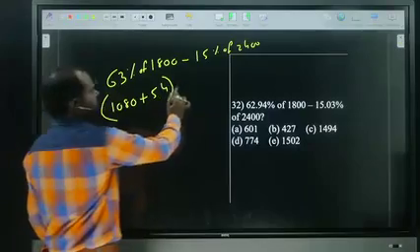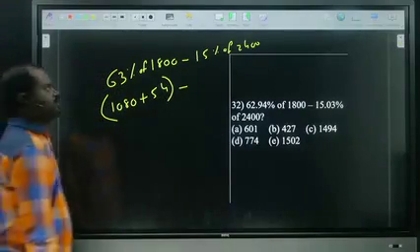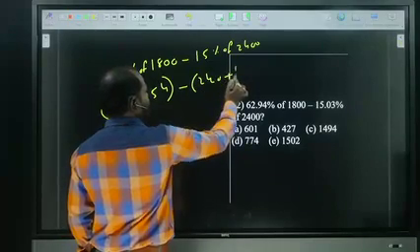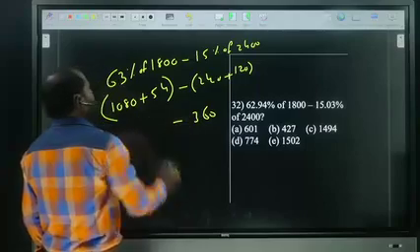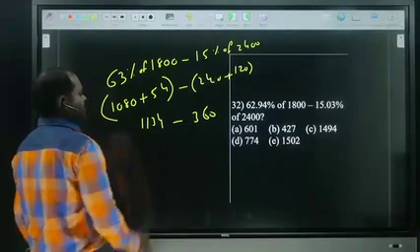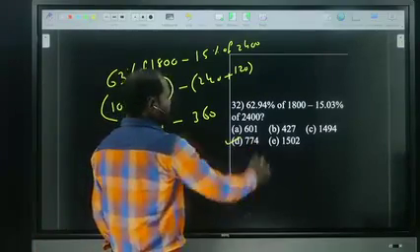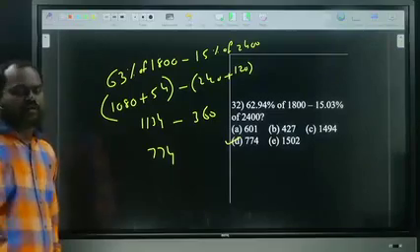54 minus 15%. How can we break it? 10% plus 5%. What is 10%? 240. 5% is 120. That is 360. So 1134 minus 360, how much was it? 774. Right? Option D is the right answer. 774. Option D. Right?